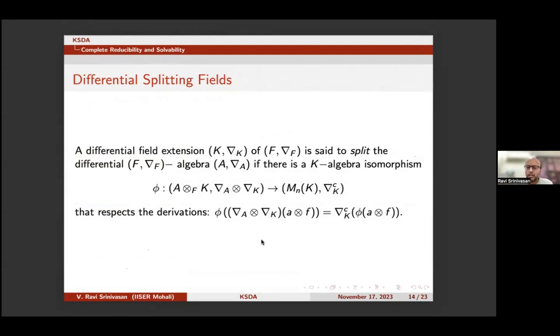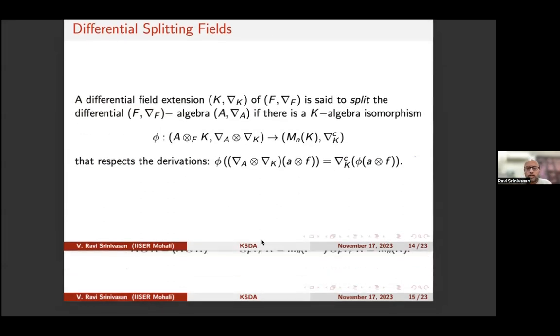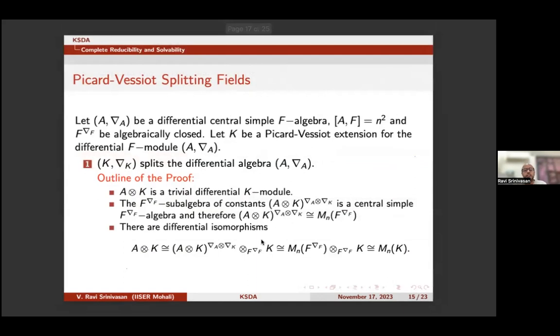So basically, I'm recalling this definition. You say a differential field splits a central simple algebra if you have a differential isomorphism between these two K algebras. So what one can do is you think of A nabla A as a differential module. Then there is a Picard-Vessiot extension which splits this differential module.